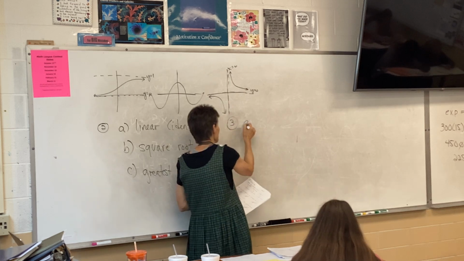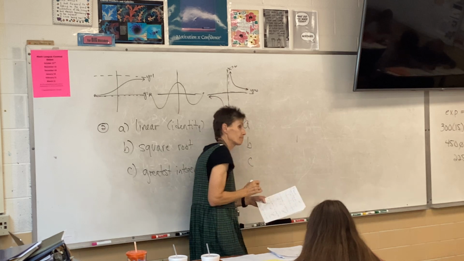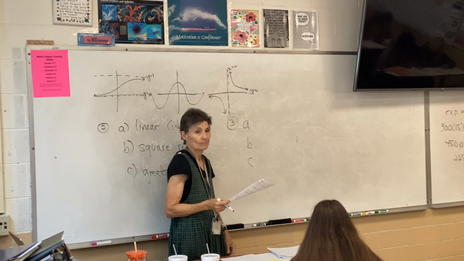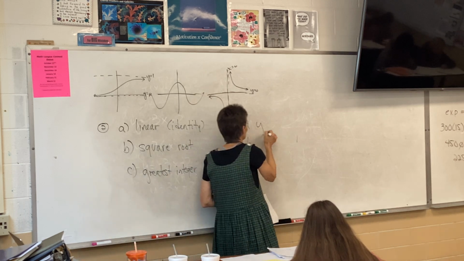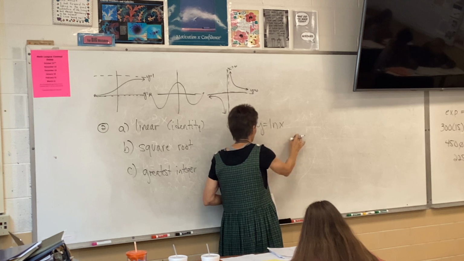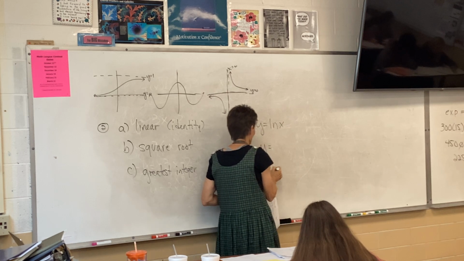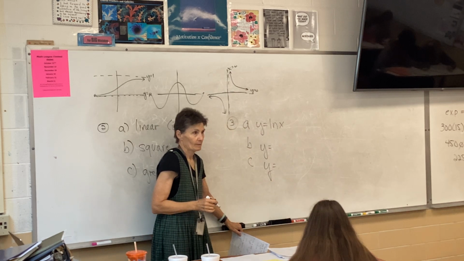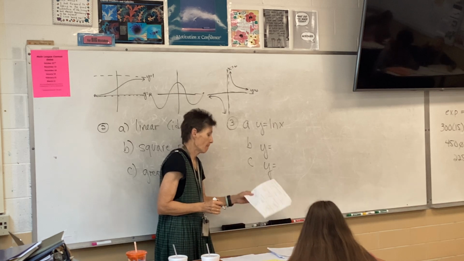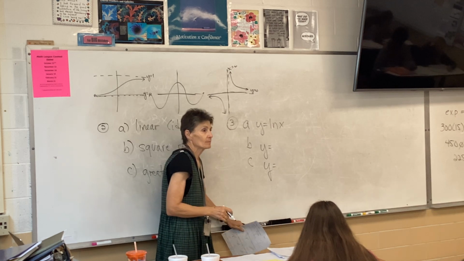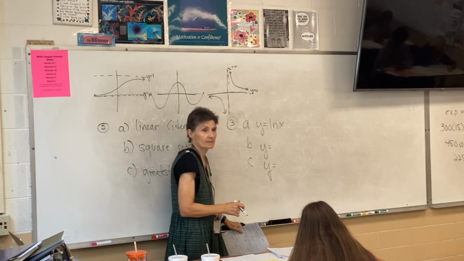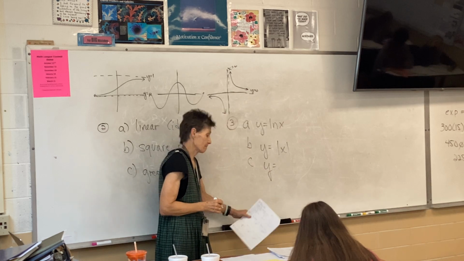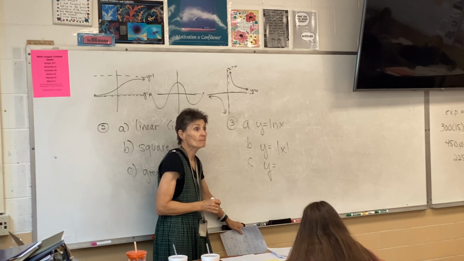Now we're going to write the equation. What is A? Y equals ln. L, not I, L. So y equals natural logarithm, L, logarithm. Natural logarithm. What about B? You guys got this one. That one is the absolute value. And how about C? Cubing.